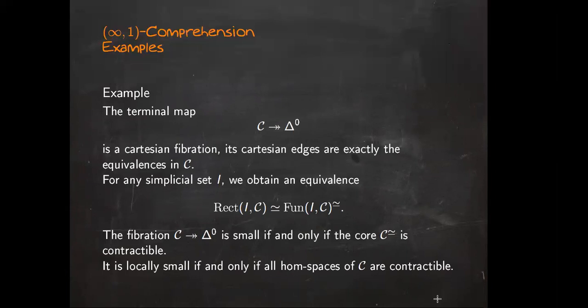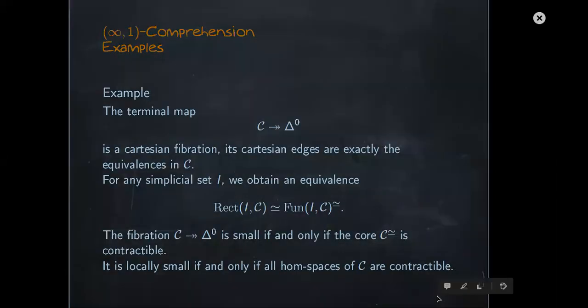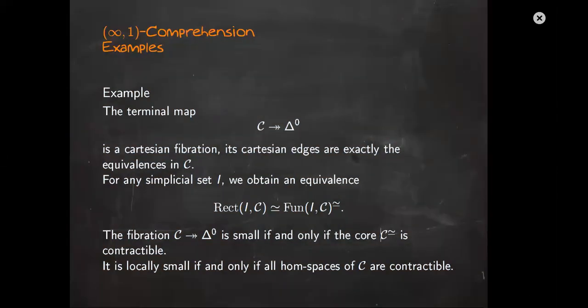And this gives you examples of Cartesian fibrations which may be small but not locally small. So smallness does not necessarily imply local smallness, right? You can consider, for example, a free monoid on one object or something, so something that has no non-trivial isomorphisms, but non-trivial non-invertible maps.